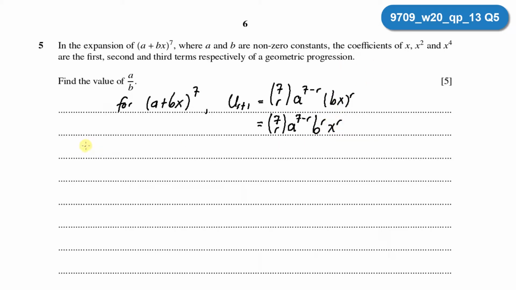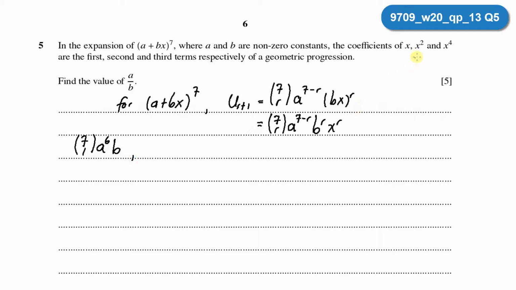So the first term should be 7 choose 1, a to the power of 7 minus 1, which is 6, and b to the power 1. I'll just write the coefficient part of it. So this is what we have for the first term of the geometric progression.